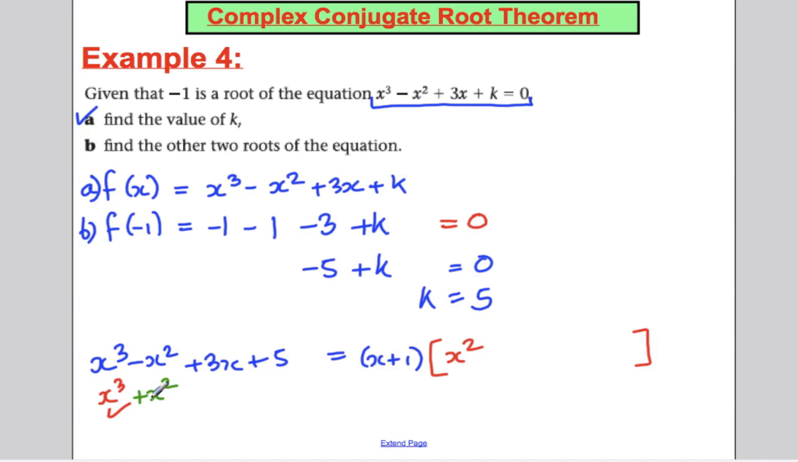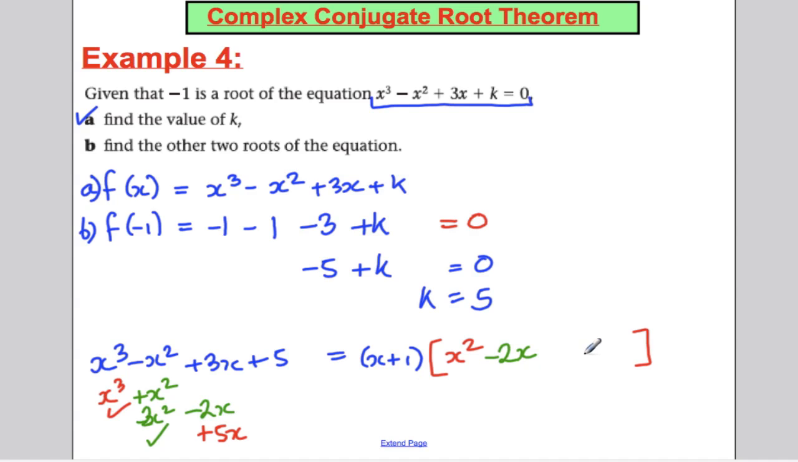I don't want positive x squared. I want negative x squared. So I'm going to have to subtract a negative 2x squared here. What needs going here to multiply by the x to give me the negative 2x squared? Negative 2x. And that is what I'm after. But it also creates for me a negative 2x times 1, negative 2x. I don't want negative 2x. I want positive 3x. So I'm going to have to add 5x to fix it.